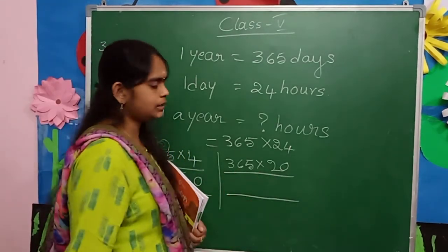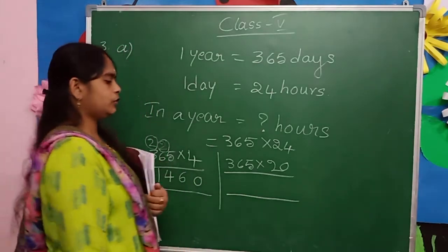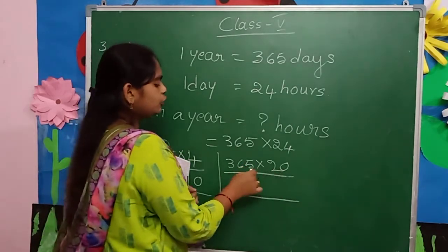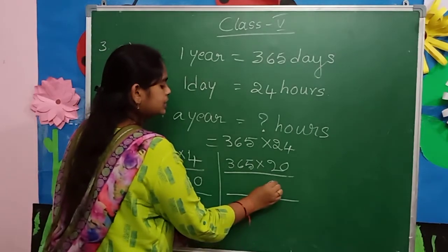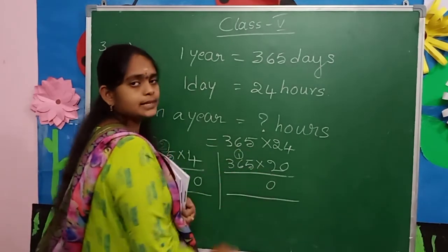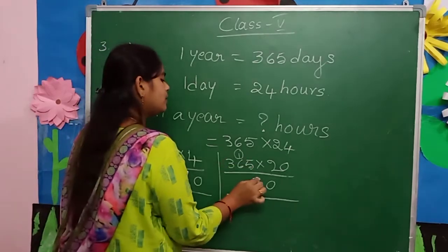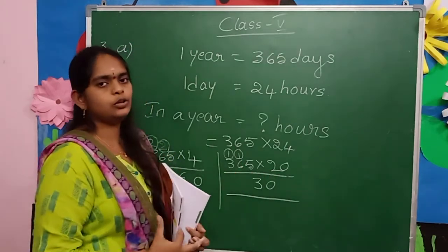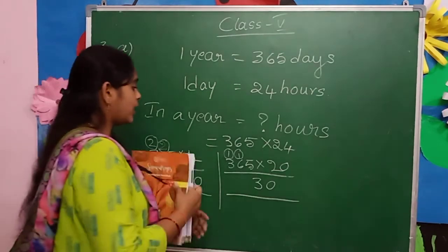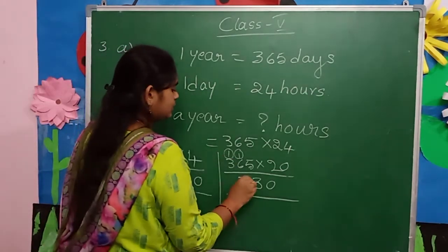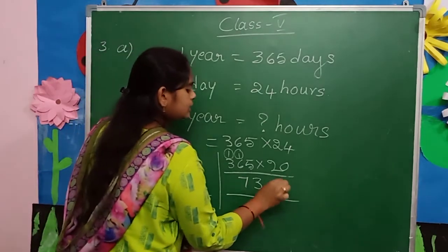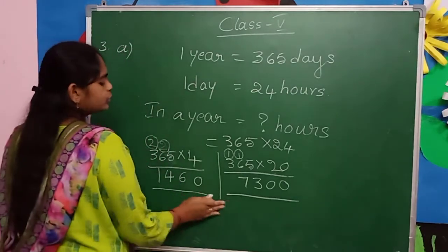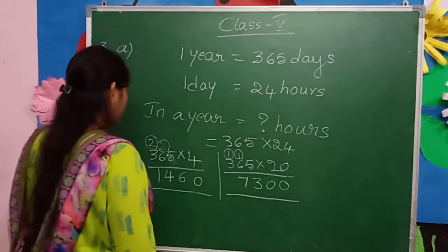365 into 20. Right? For 20, we have to do with 2. Right? We multiply with 2 and add a 0. Yes. 2 5s are 10. 0, 1 is carrying. 2 6s are 12, 12 plus 1, 13, again 1 is carrying, 2 3s are 6, 6 plus 1, 7, right? We have to add another 0 because here 2 is in the tens place, right? Okay, now we have to add both these products, right?